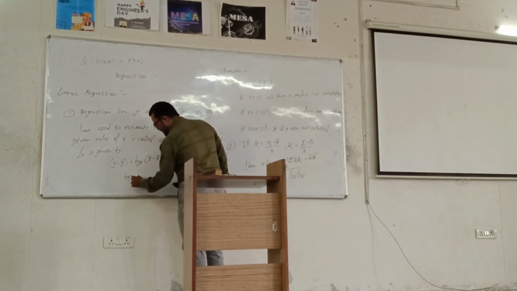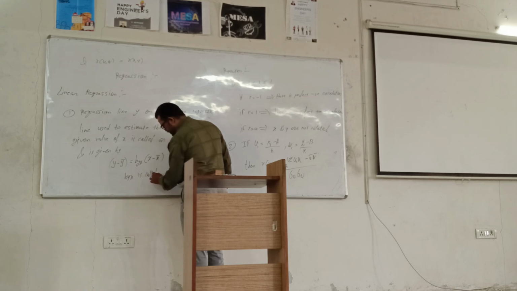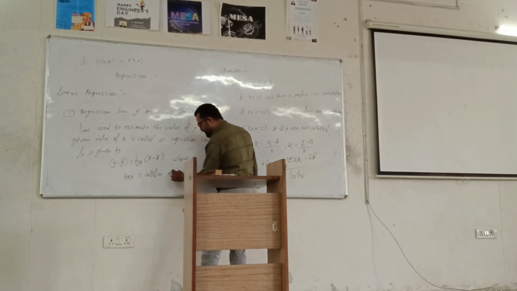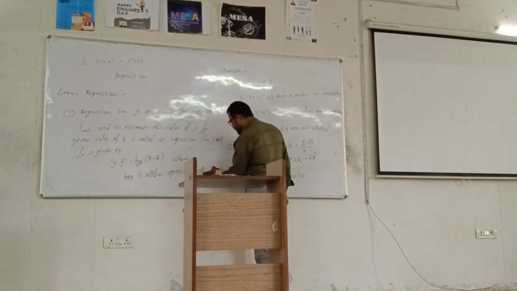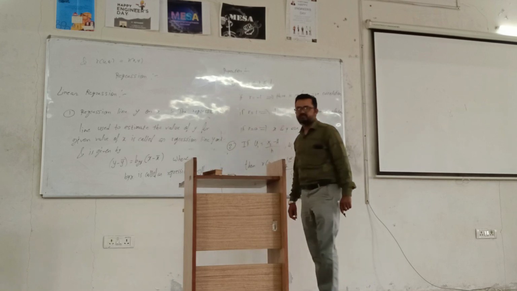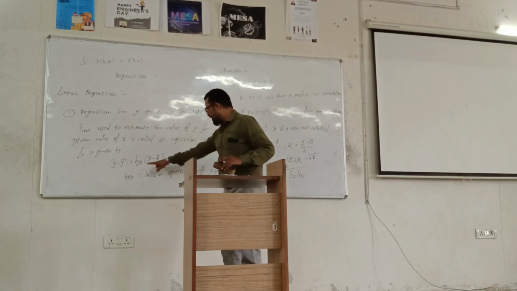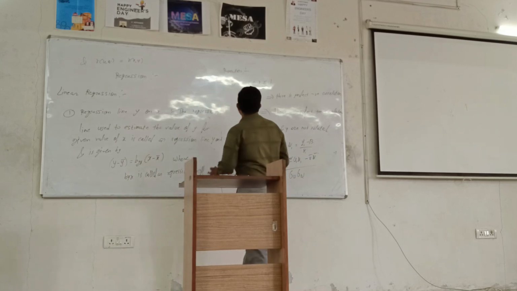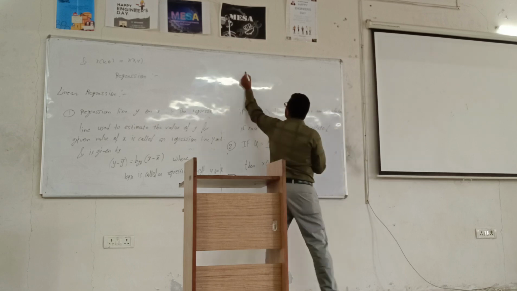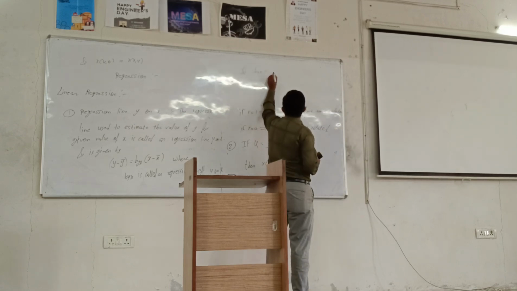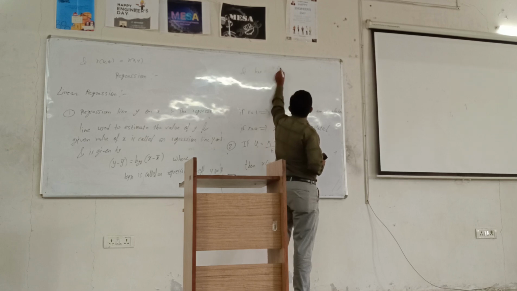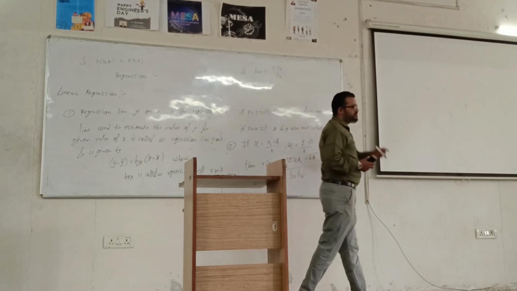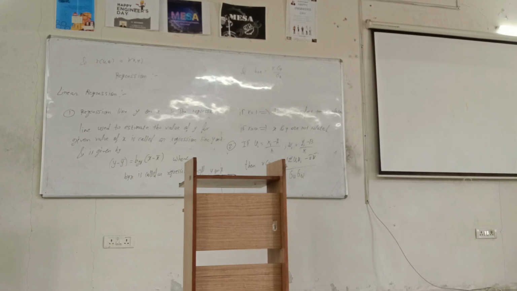byx is called the regression coefficient of y on x. y bar and x bar we can find. I'll just write the formula: byx equals r into sigma y upon sigma x, where r is the correlation coefficient, sigma y is the standard deviation of y, and sigma x is the standard deviation of x.